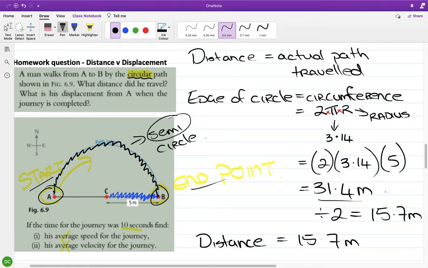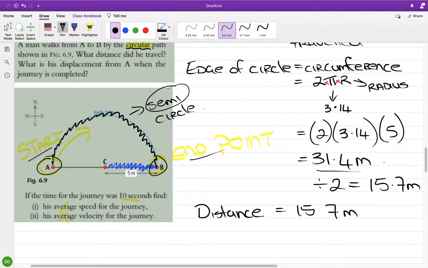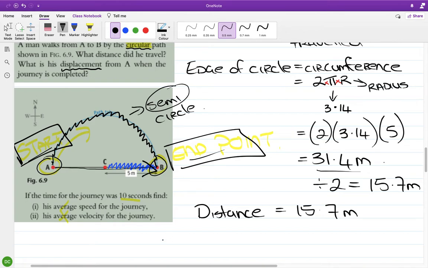Okay, what is his displacement from A? Right, so displacement, remember, is as the crow flies. So where did he start? Where did he finish? It doesn't matter the path that's taken. All that we care about is start and end. So he started at A and he went in this direction and he ended at B.